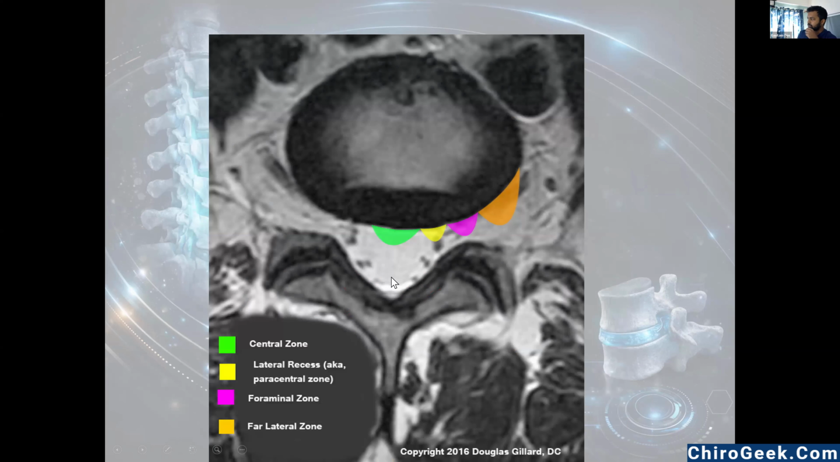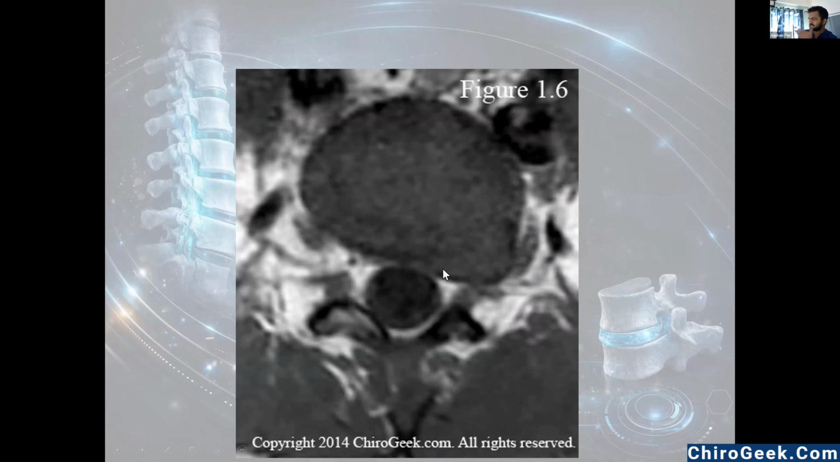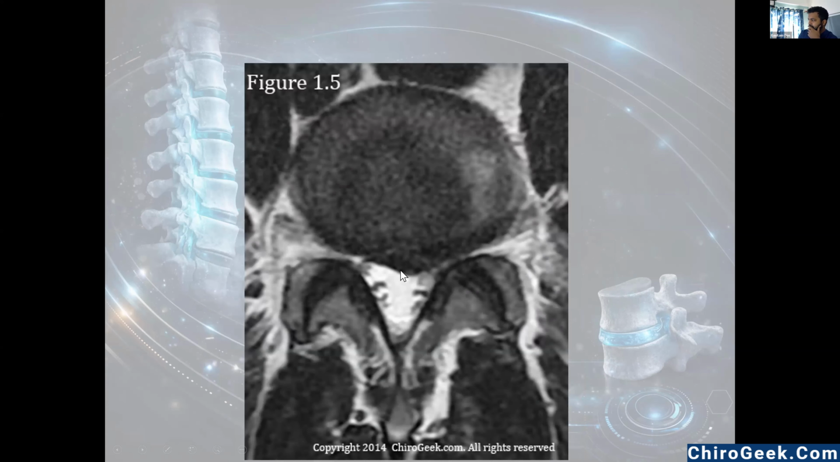These are the zones of bulging where it can occur. This is the central zone, this is the paracentral zone, this is the foraminal zone, and this is the lateral zone. When the bulge is happening in each zone, it is named after that zone. And here again, this is the image we saw already. Here you can see the paracentral and lateral areas, the entire area where the bulge is happening, and it is entirely obscuring the foramen and the traversing and exiting nerve roots also.